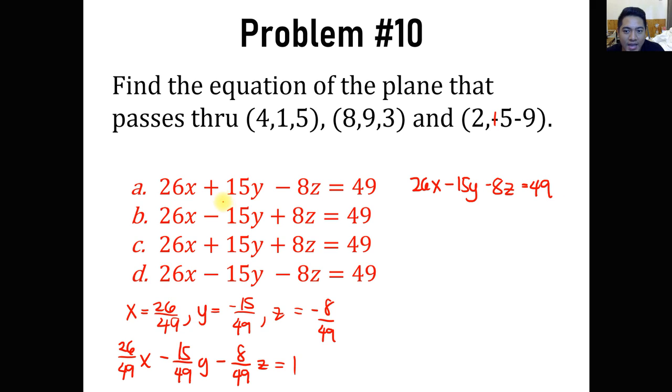So 26x minus 15y minus 8z. I think that's letter D. Okay, the answer is letter D. So we have 26x minus 15y minus 8z and not letter A. So the answer is letter D. Never mind the word answer here. So the answer is letter D.